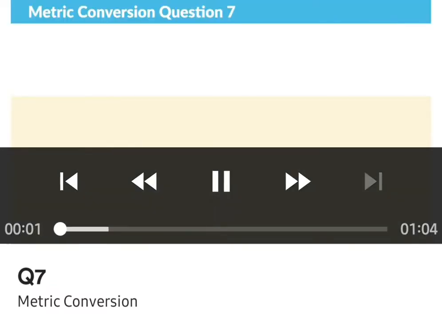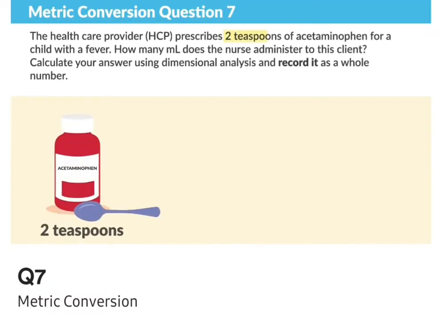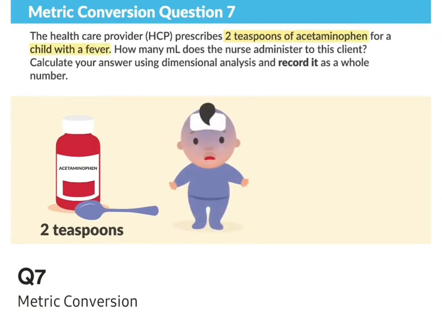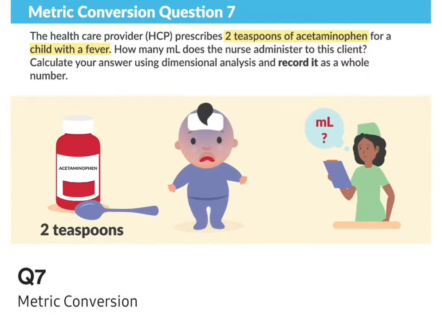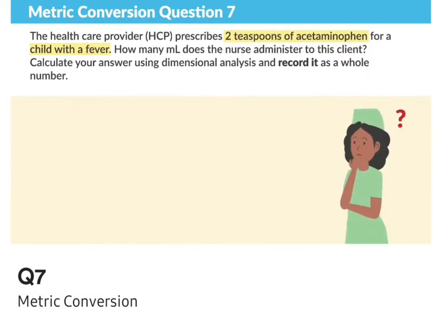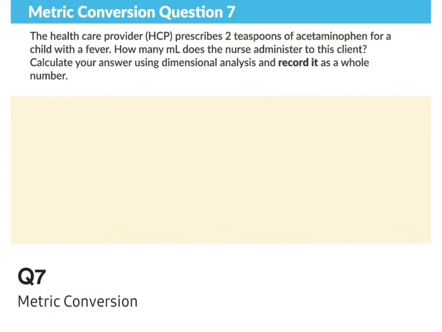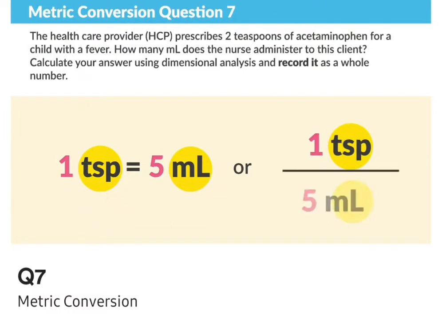Now, moving on to the next question here, the provider prescribes 2 teaspoons of acetaminophen, that's Tylenol, for a child with a fever. How many mLs does the nurse administer to this client? Calculate your answer using dimensional analysis and record it as a whole number. So what is this question asking us for? The question's asking us to convert teaspoons to milliliters. So as you know, 1 teaspoon equals 5 mLs, or basically put, 1 teaspoon over 5 mLs.